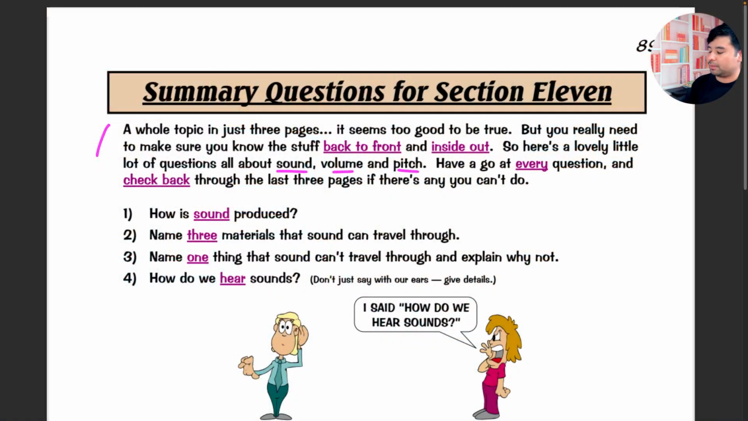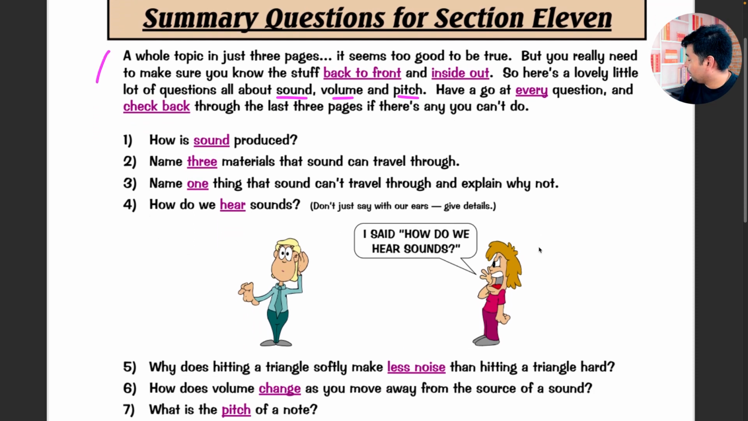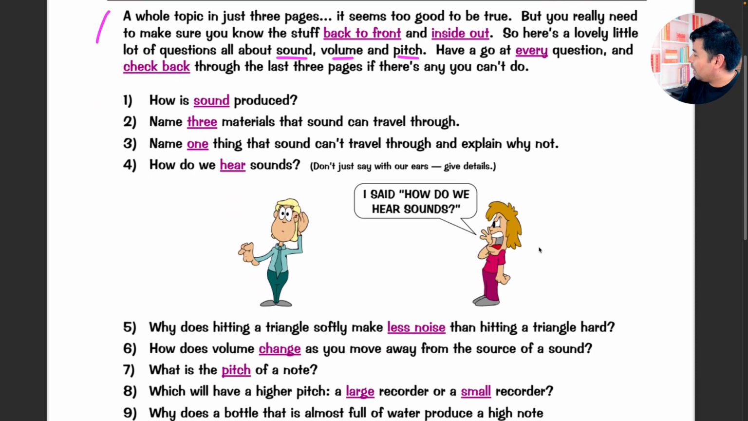I'm gonna read the questions. If I find a word that is very difficult, I'm gonna share the meaning with you. But all you have to do is answer them, right? So let's go to the point. We have the questions here down below. Number 1: how is sound produced? Difficult question, right? How is sound produced?